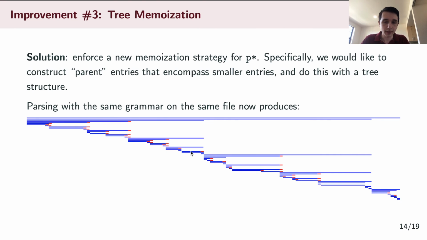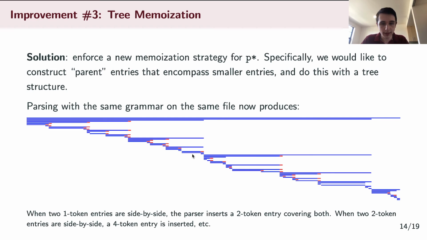So this is the same file as before, but now our parser automatically inserted a bunch of parent entries. So when we saw two one-token entries side by side, we inserted a two-token entry that covers both. And then when we have two two-token entries side by side, we inserted a four-token entry, etc. And so we get this doubling behavior, which gives us this tree structure.